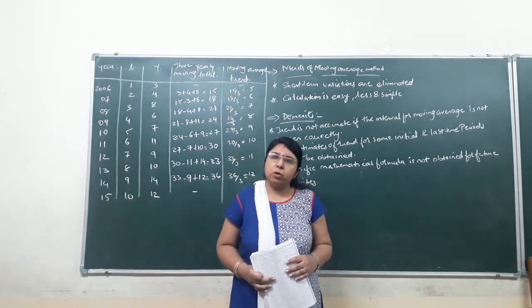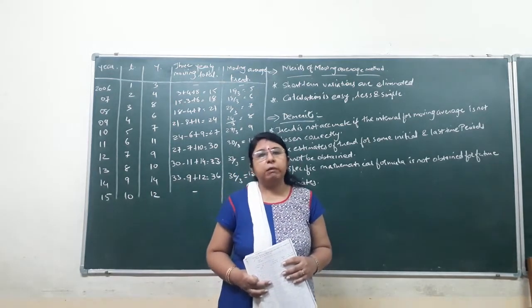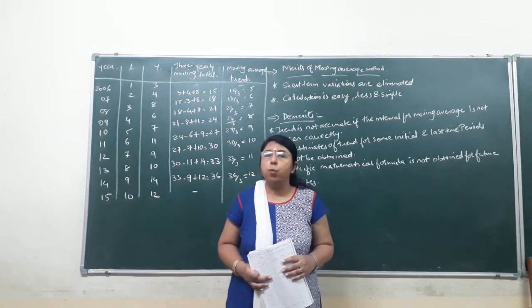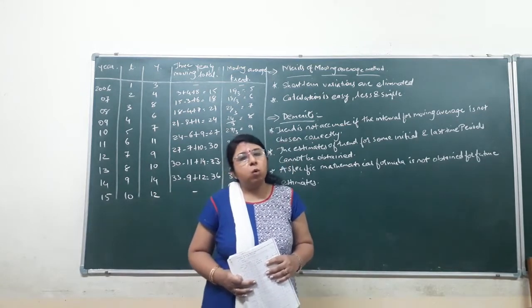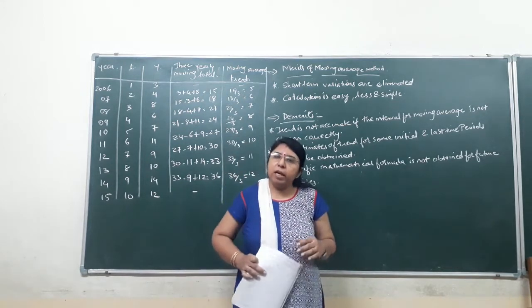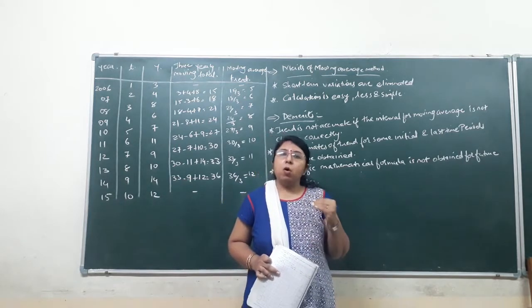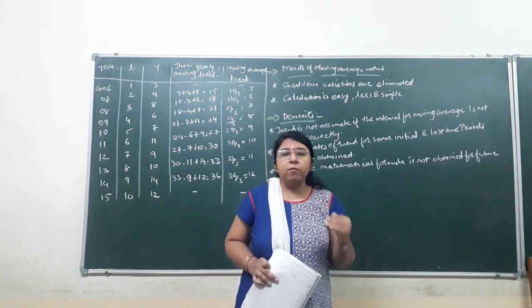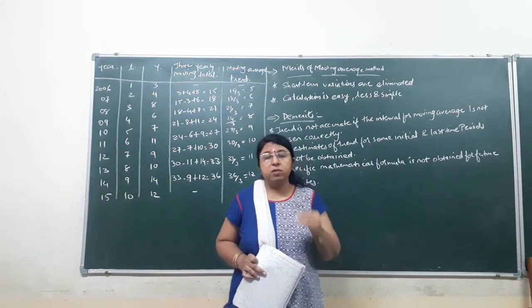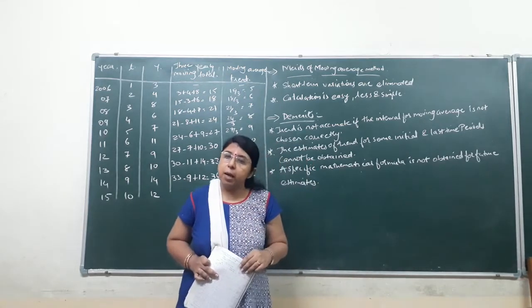Now in this video lecture I am going to explain to you the third method of measuring trend, that is the moving average method. Now what is the moving average method? The moving average method has been developed in order to eliminate or remove the short-term variations or components that were existing in the least square method.